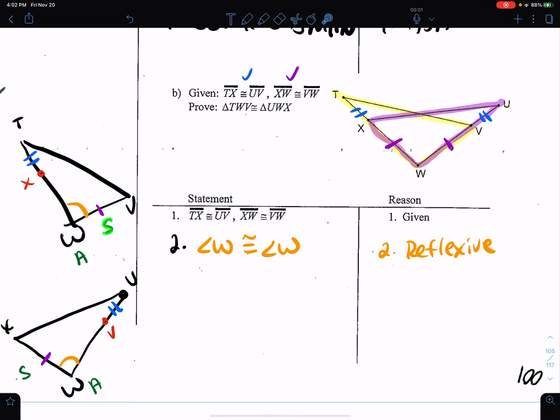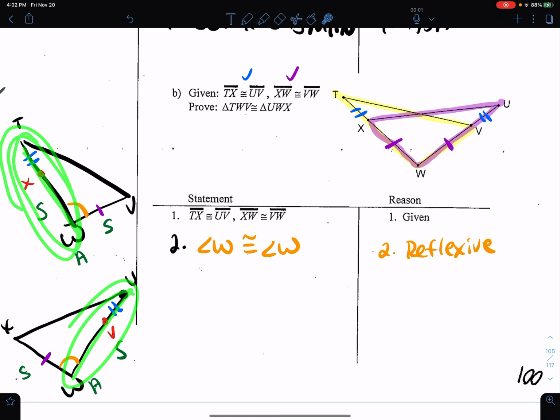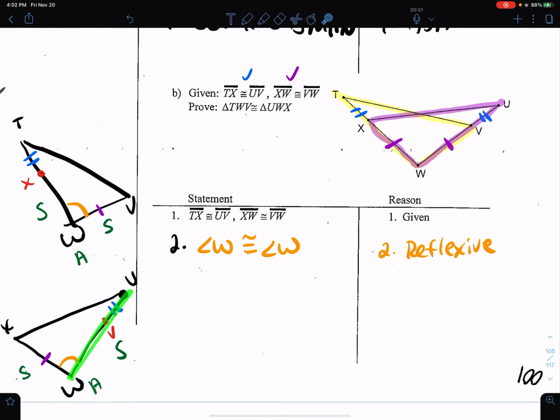So if I had this side, this angle, I would need the other side. So angle, side. Now when I look at this image, the side that I would need to show congruent isn't marked congruent in this image, right? We see WU, that is not congruent to TW yet. This little part of TW is congruent to that little part of UW, which is why we might not look at this individualized picture, we might look at this picture.